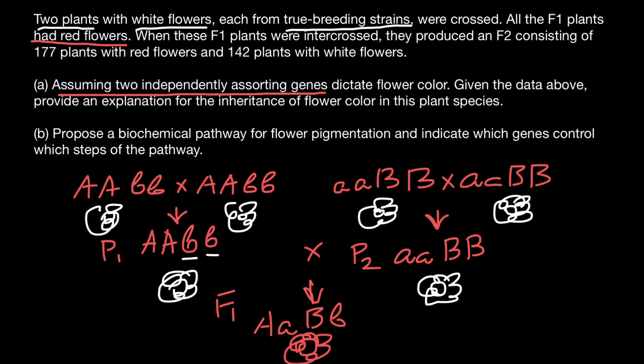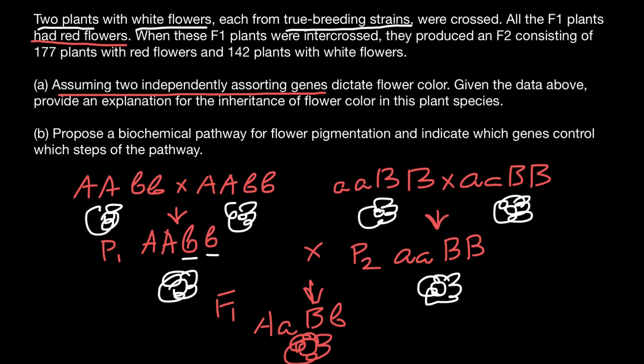Now let's read our problem again. When these F1 plants were intercrossed, they produce F2 consisting of 177 plants with red flowers and 142 plants with white flowers. So we have to explain these numbers also.